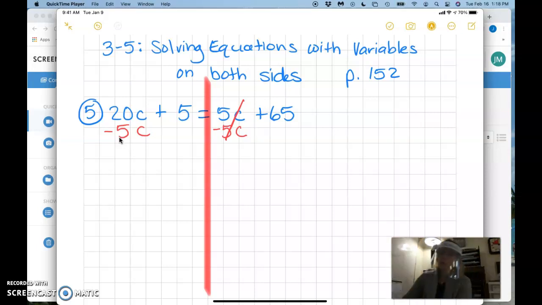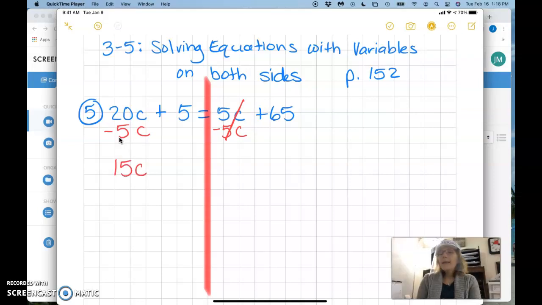So all I'm doing at this point is getting the 5c to get over with the 20c. So now I'm going to subtract. What is 20c minus 5c? 15c. Good. Now we're going to bring down everything that we haven't used yet. So I haven't used the plus 5. Put that equal sign right on that line you drew. And I haven't used the 65 that's on the other side.